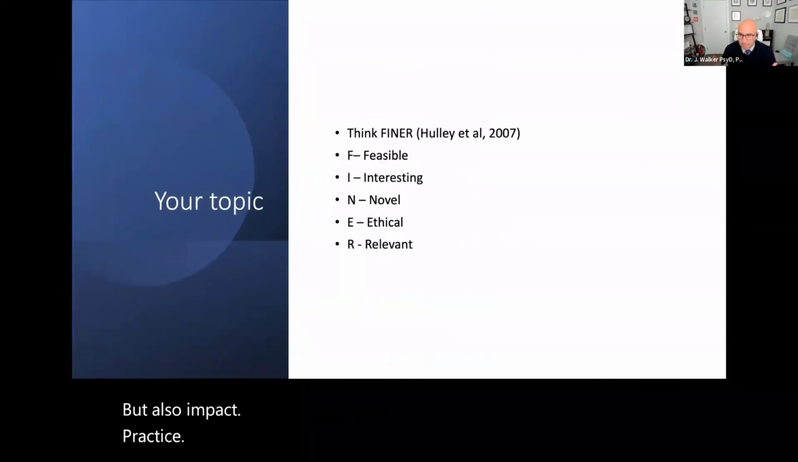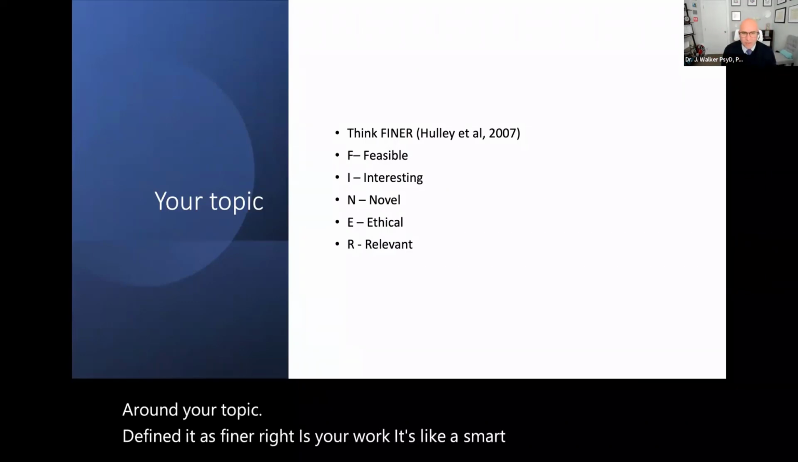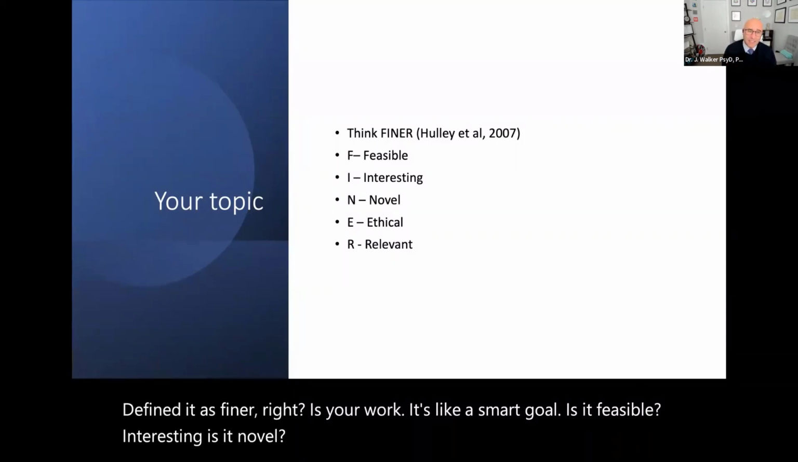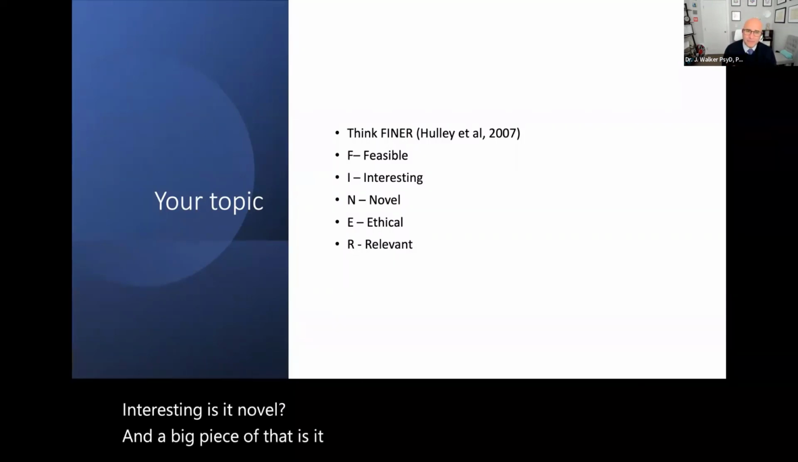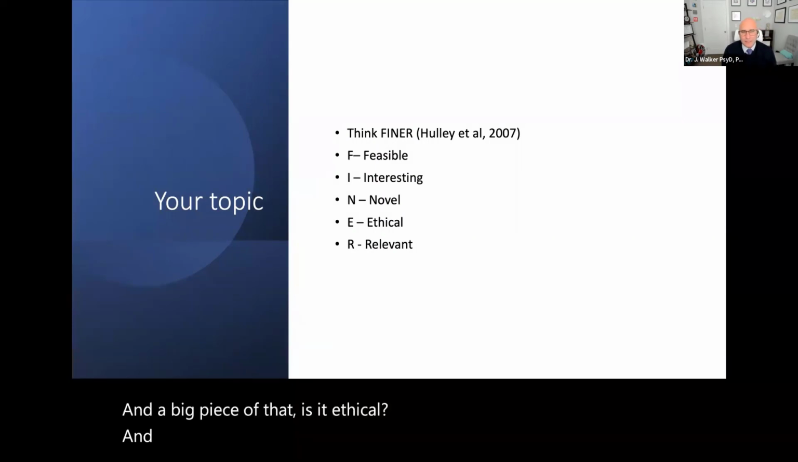So Hulley's work in 2007 around your topic defined it as FINER, right? It's like a SMART goal. Is it feasible? Is it interesting? Is it novel? And a big piece of that is, is it ethical? And also, is it relevant?